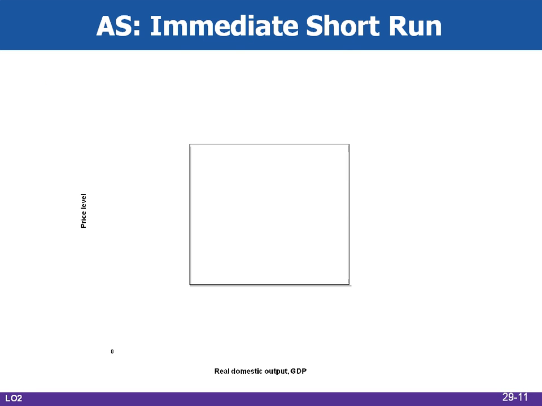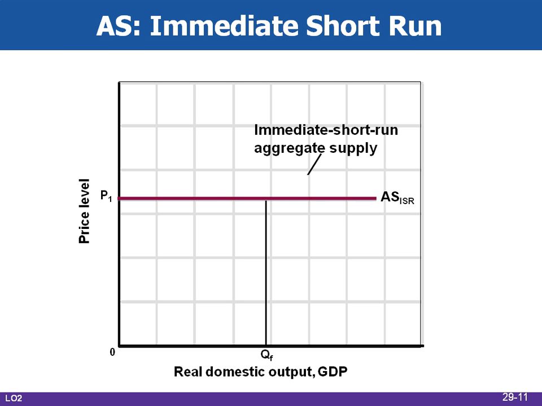The figure illustrates aggregate supply in the immediate short run. In the immediate short run, the aggregate supply curve, ASISR, is horizontal at the economy's current price level, P1. With output prices fixed, firms collectively supply the level of output that is demanded at those prices.